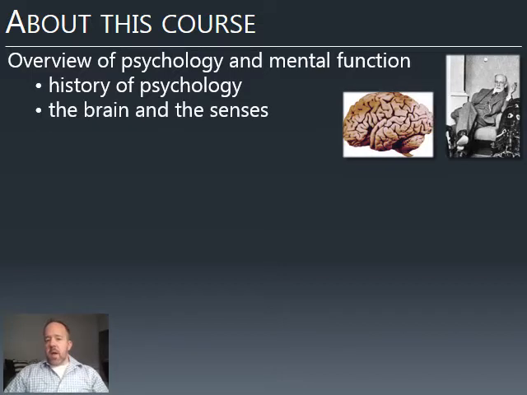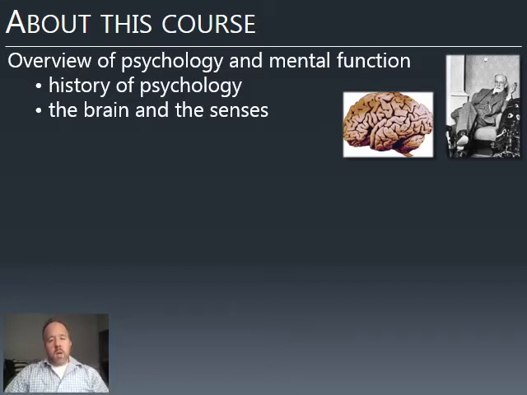Now, of course, we know that the brain is the critical organ for mental function. But for a long time, people weren't sure of that. And we'll talk about that in Module 1. But the brain is the most complex organ that we have. And it's been slow but steady progress trying to understand how it works. And we know quite a bit about how the brain works. We certainly don't know everything.